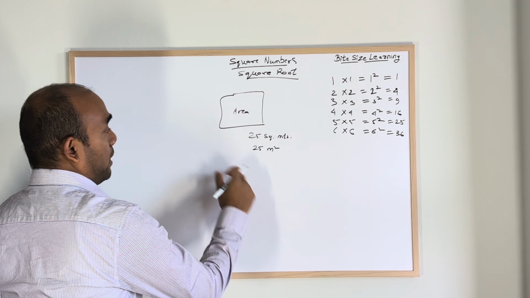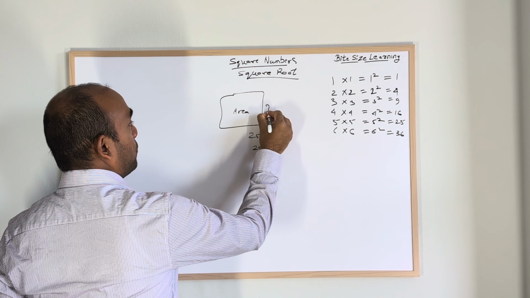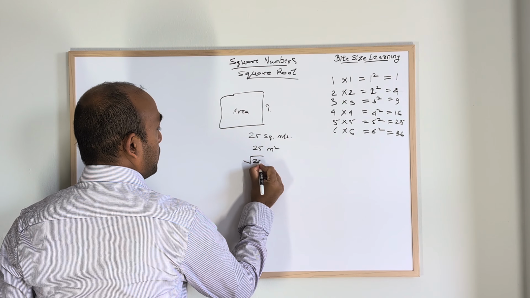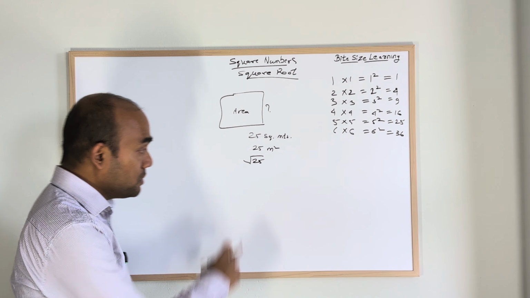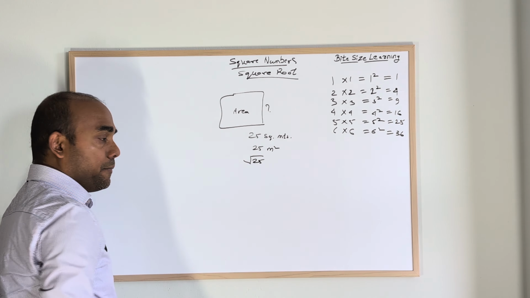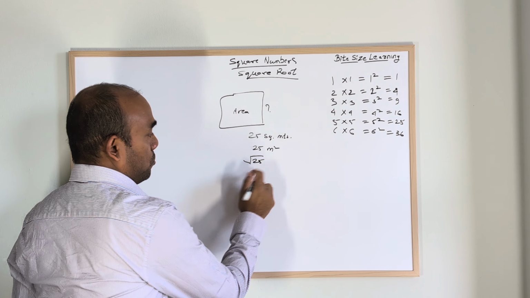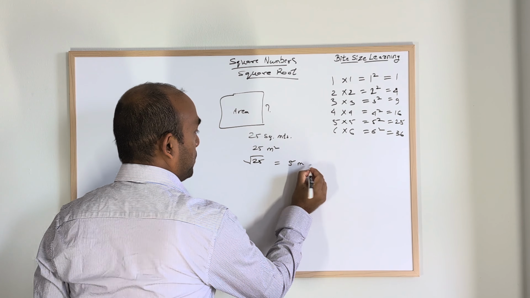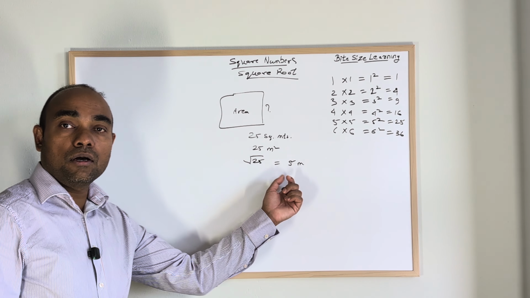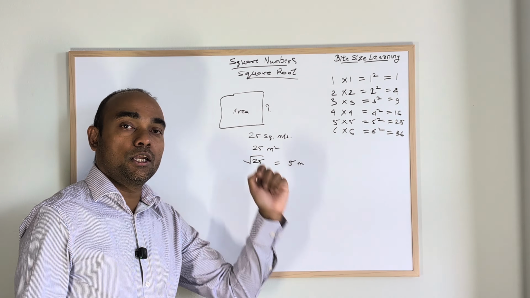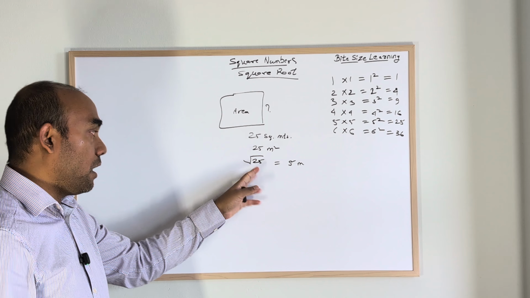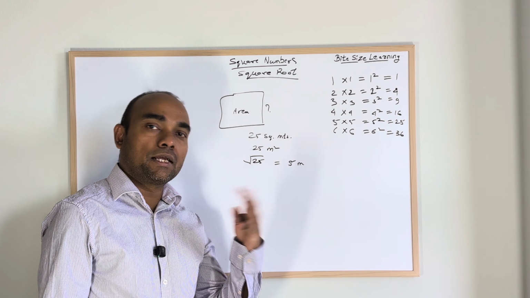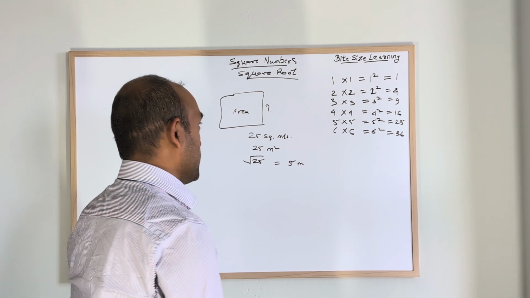So you want to find out the length of one side. How do you find it? You need to find the square root of 25. This is how you denote the square root of any number. The square root of 25 is 5 meters, so it comes to a single digit, a single unit, meter. How the square root of 25 is 5 is something that we are going to learn in this class.